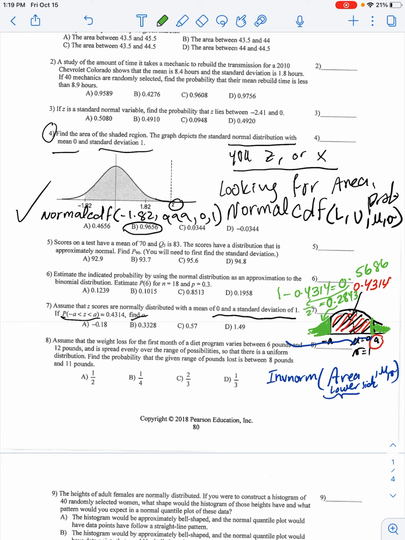So now I'm going to put in here inverse norm. The area of the lower side of A is the red and part of the green, the lower part of the green. So together, you add them together, they are 0.7157, adding the red and part of the green together, comma mu, which is 0, comma sigma, that is 1.